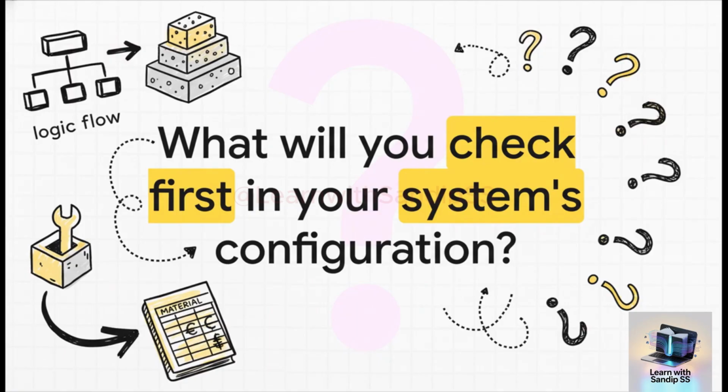So there you have it. We've unpacked the logic from the material type all the way to that final GL posting. You've seen the building blocks, you've seen how they fit together. It's a really powerful automated system. So that just leaves one final question for you. Now that you understand this flow, what's the very first thing you're going to go check in your own system's configuration to see this in action?